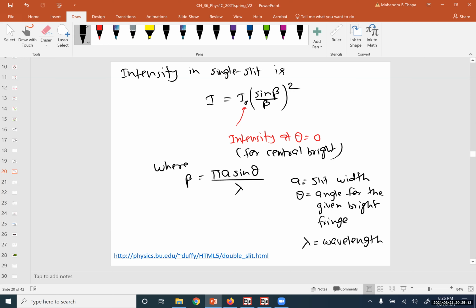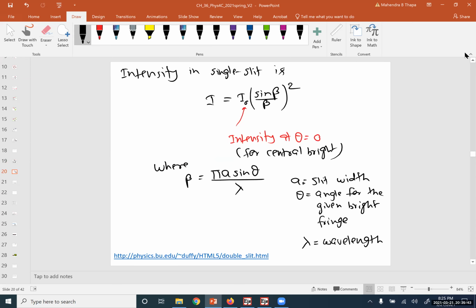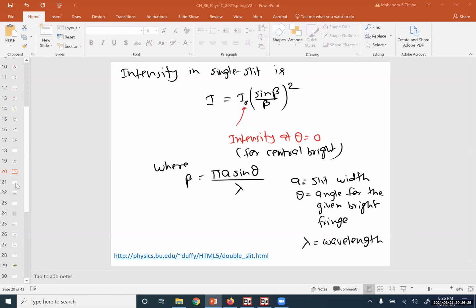So this equation can be used to find the intensity pattern at each point. In this graph, intensity is plotted along the axis y and this variable we defined, beta, along the axis x. So we get this kind of pattern. We are going to simplify that further, and let's see, we move forward.